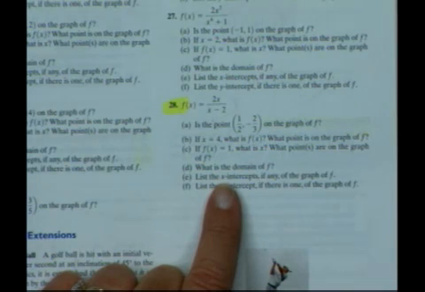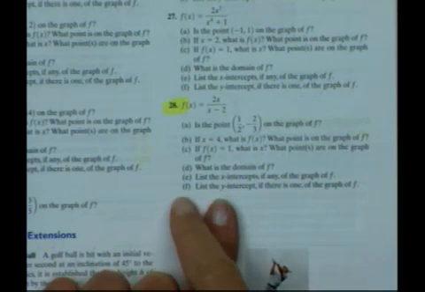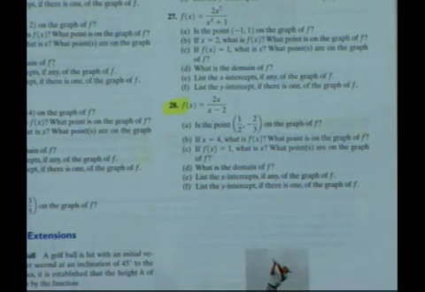Why can 2 not be part of the domain? Just can't divide by 0. Can't divide by 0. Okay, E, list the x-intercepts, if any.